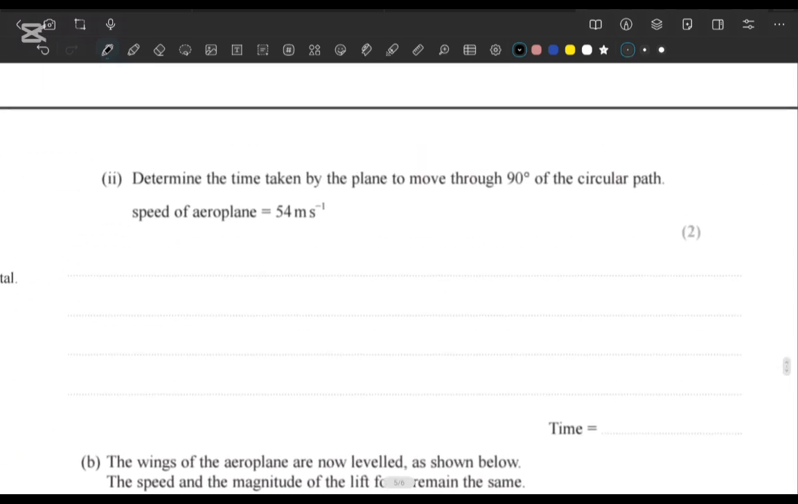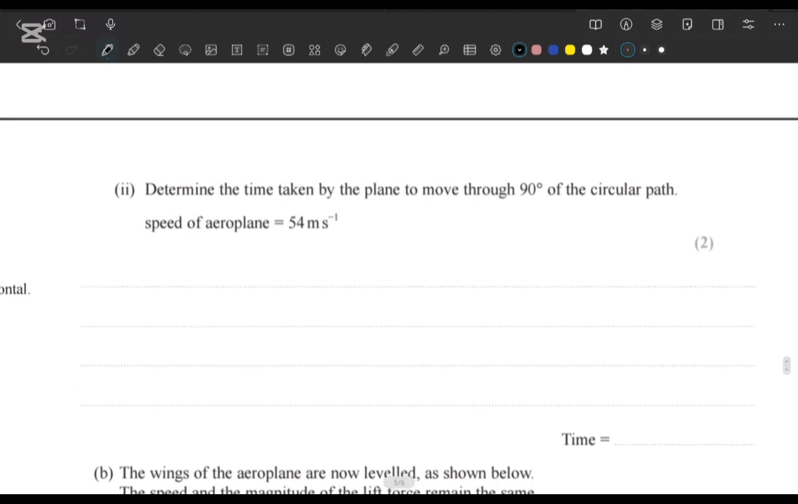Okay, and the next question is determine the time taken by the plane to move through 90 degrees of the circular path. So 90 degrees is going to be half pi. 180 is pi. You can convert it obviously. So 90 is going to be half pi. And then it's given us a speed, so we need to find the value of time here. So we can use v equals r omega to find the value of omega first, and then we can find the value of time.